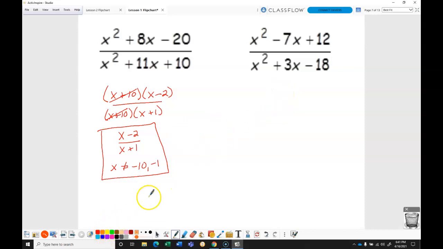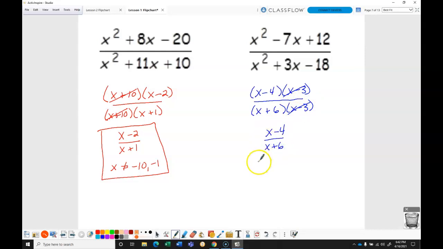So for the second one here, we have x minus 4 and x minus 3. And in the bottom, we're going to have x plus 6 and x minus 3. Sometimes you'll have the x minus 3 written first, in a different order. It's fine because it's multiplication, and multiplication doesn't matter what order we do it in. These two x minus 3s would cancel and give me x minus 4 over x plus 6 with the restrictions that x cannot equal negative 6 and positive 3.